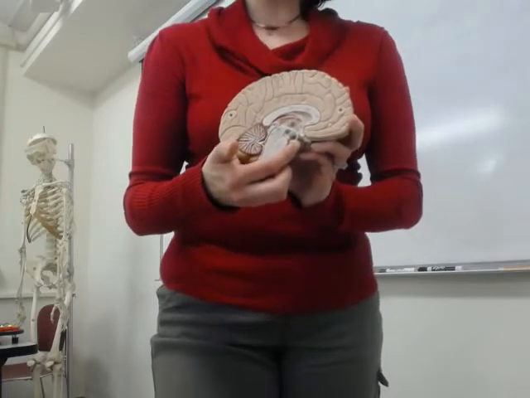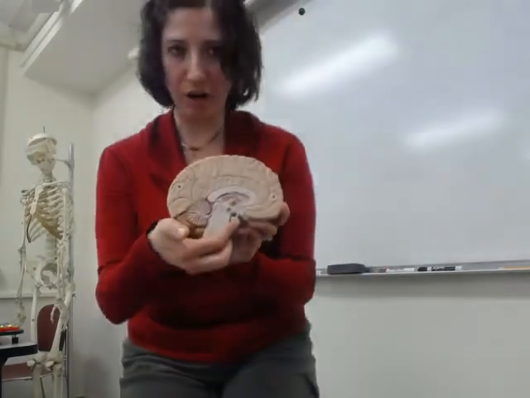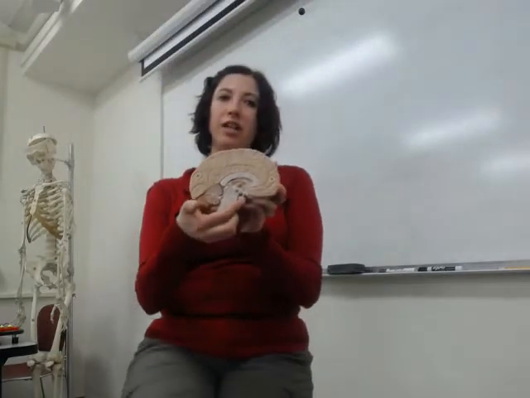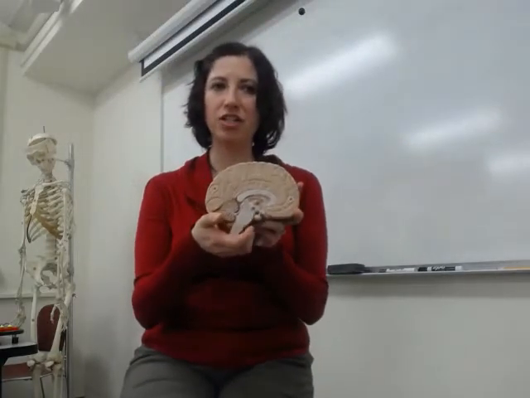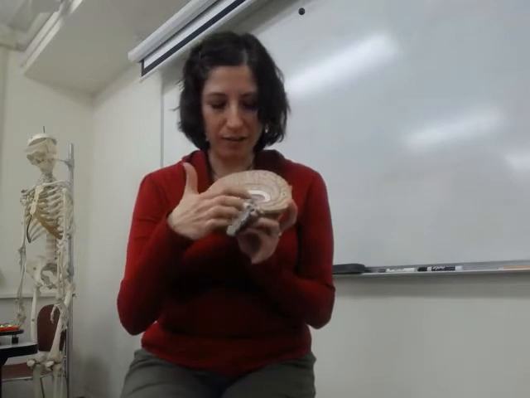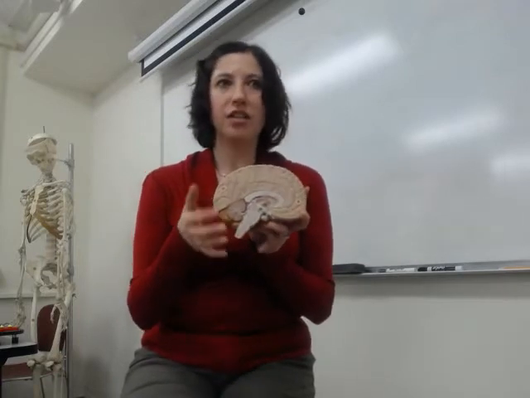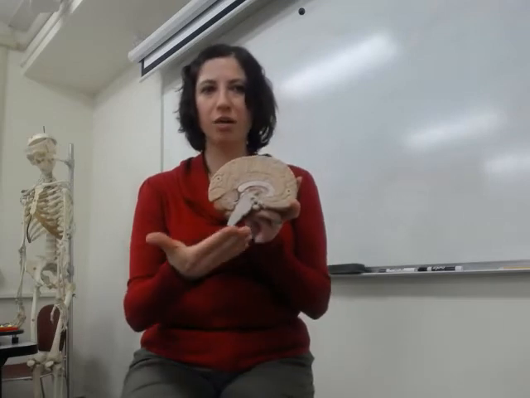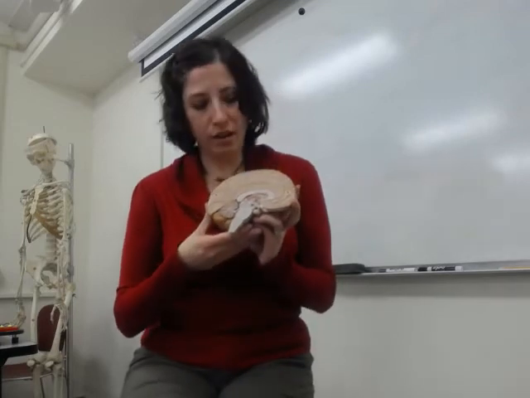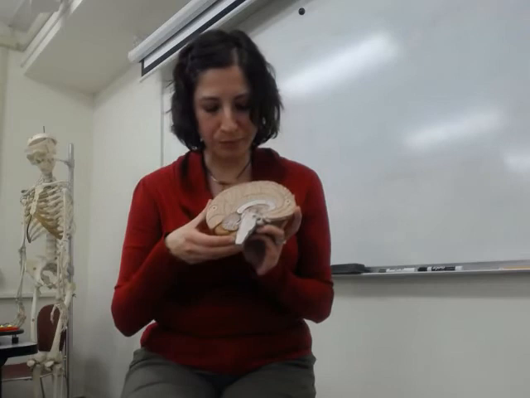Now, technically, the pituitary gland is not part of nervous tissue. It's part of the endocrine system, but it interacts extensively with the hypothalamus, and it's located right next to the brain. So we talk about the pituitary with the nervous tissue.